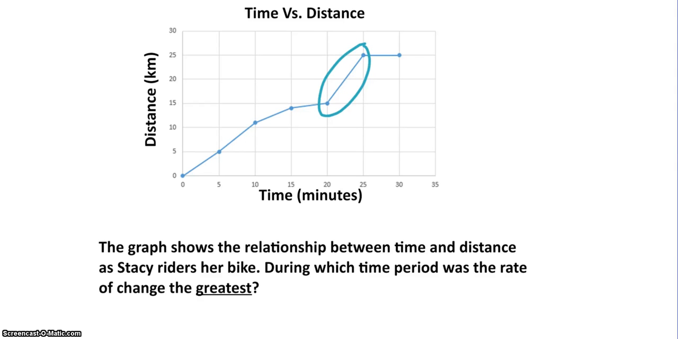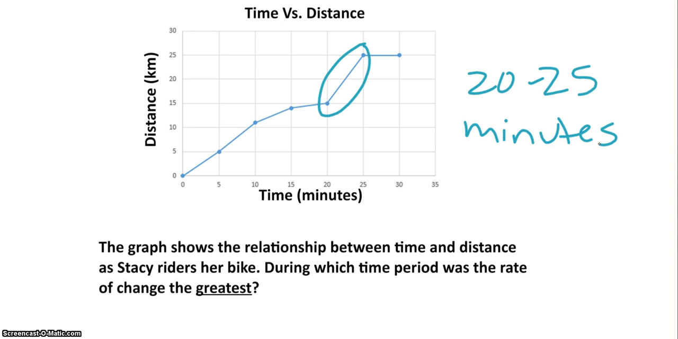Okay, this is the largest increase in her distance. If you look at it, she was able to cover 20 kilometers in just 5 minutes. She is booking it. So I don't know how much of this is actually plausible, but we could say that this time period between 20 and 25 minutes was her greatest rate of change.